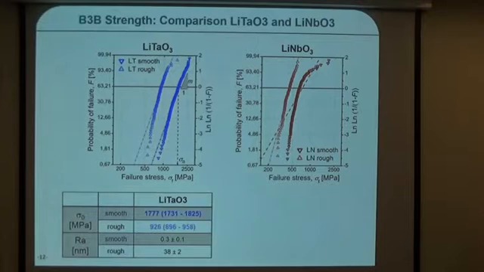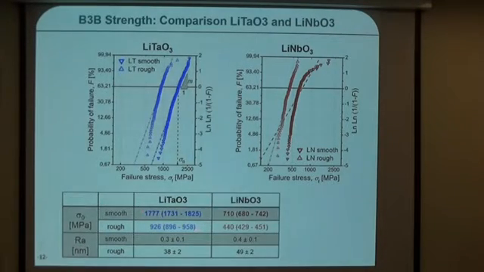If we now compare the values to lithium niobate, we can see that we have much lower values. And what's also interesting is that some of the lithium niobate samples reach values comparable to the highest ones of lithium tantalate, but most of them are lower. What we can explain is more or less this shift to the left-hand side due to the introduction of scratches by the roughening process.